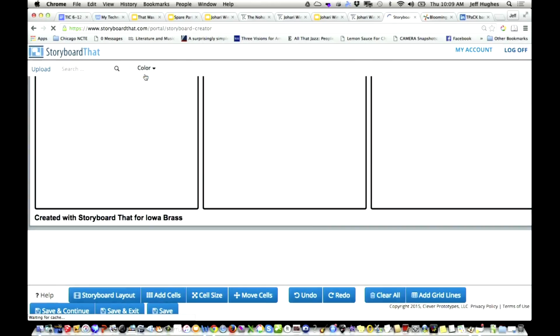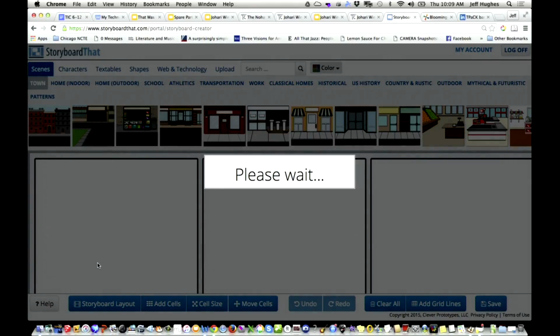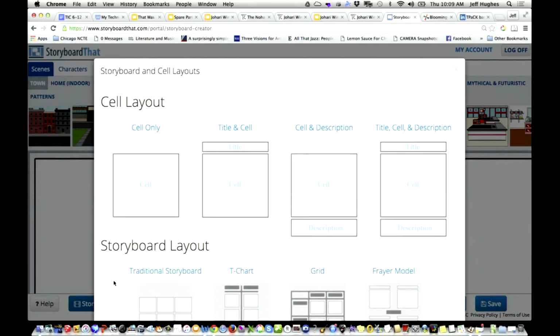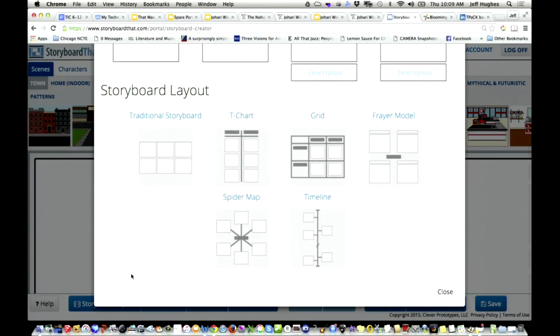I'd like to create a storyboard this morning. And I can click on Storyboard Layout, and it gives me lots of interesting options. I can look at a traditional storyboard like you might see in your Sunday morning comics. I can create a T-chart, which I might use for a compare and contrast graphic organizer. I can set up a grid, which can also be useful for analyzing direct and indirect characterization for multiple characters.